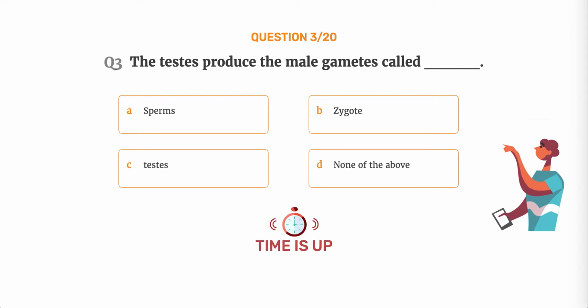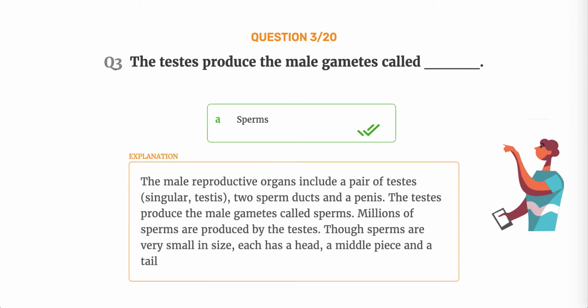The correct answer is option A. Sperms. The male reproductive organs include a pair of testes, singular testis, 2 sperm ducts and a penis. The testes produce the male gametes called sperms. Millions of sperms are produced by the testes. Those sperms are very small in size. Each has a head, a middle piece and a tail.